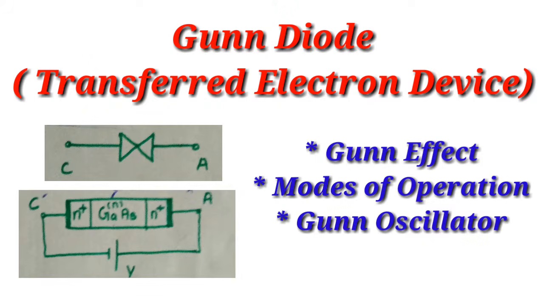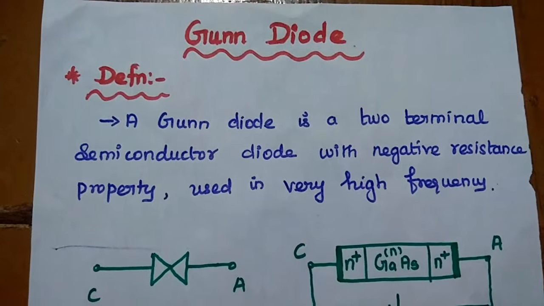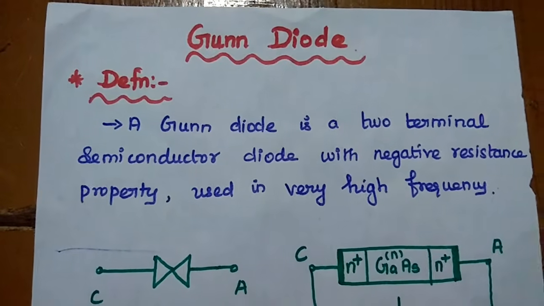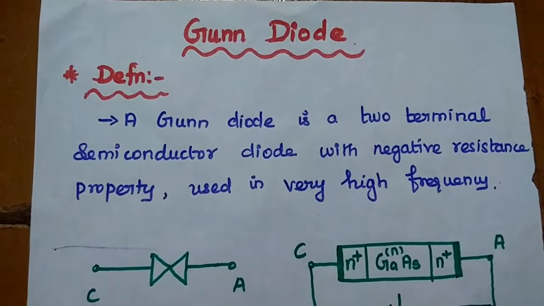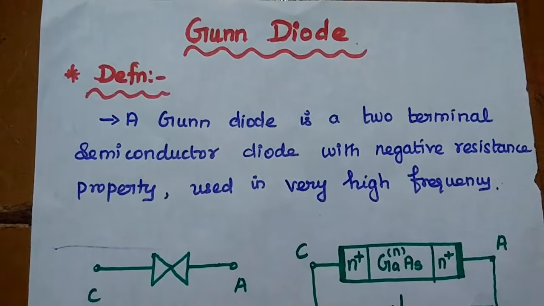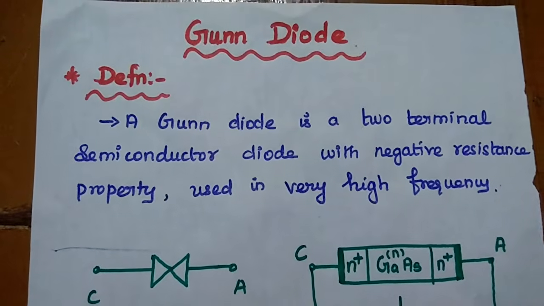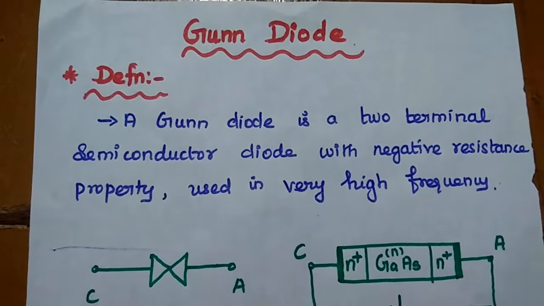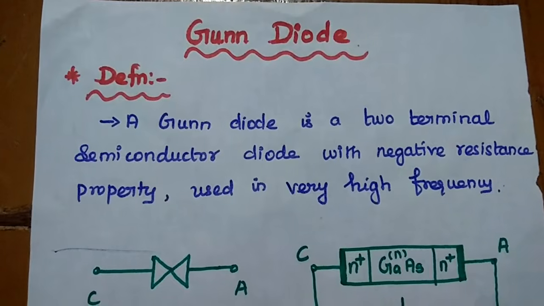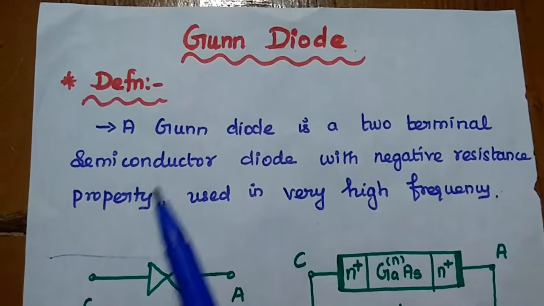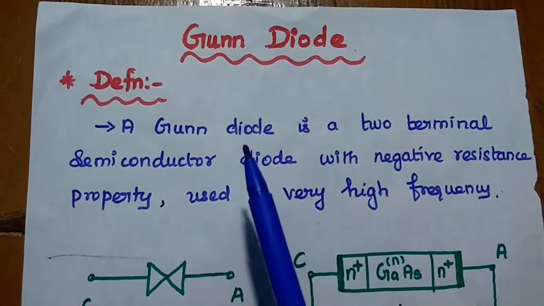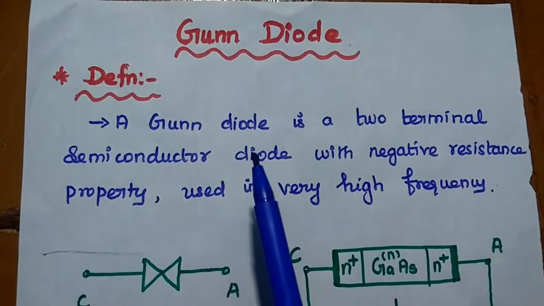Dear students, now we are going to discuss the Gunn diode and its applications in detail. Physicist J.B. Gunn discovered microwave oscillation in semiconductor materials such as gallium arsenide, indium phosphide, and cadmium telluride. By using those materials, he discovered a diode which is named the Gunn diode.